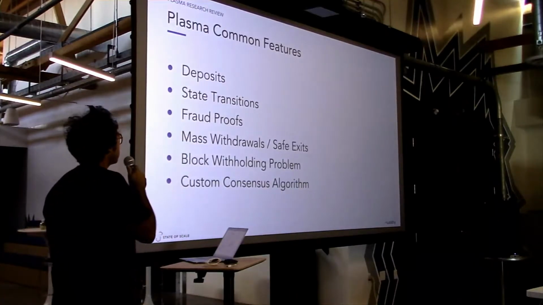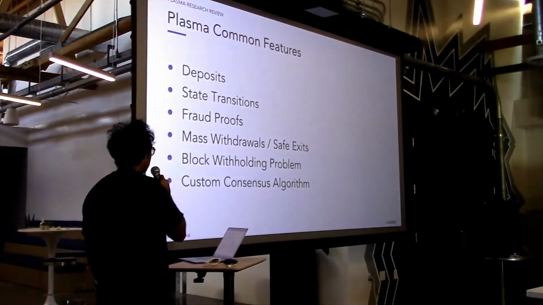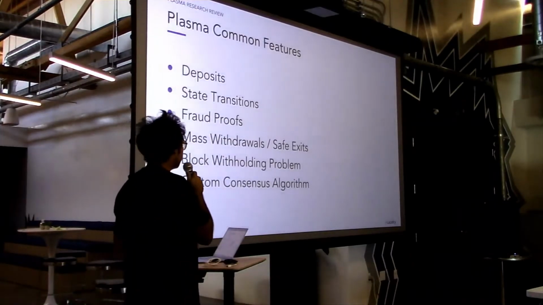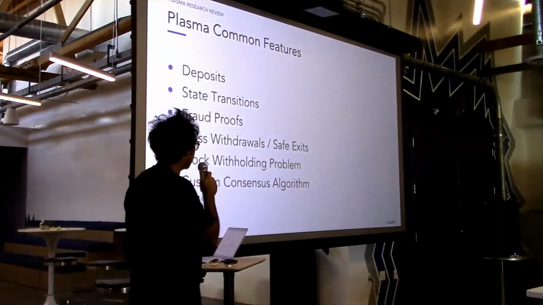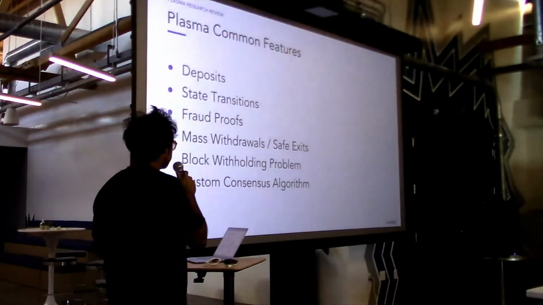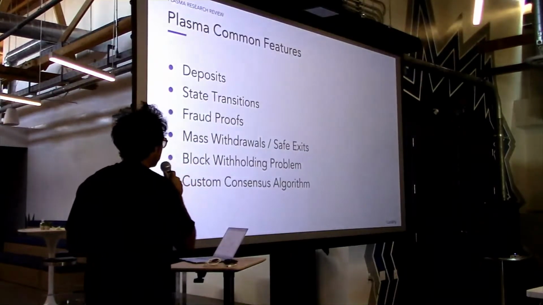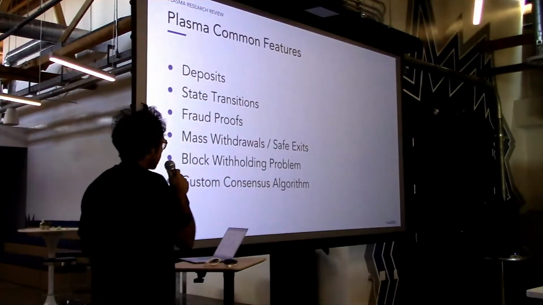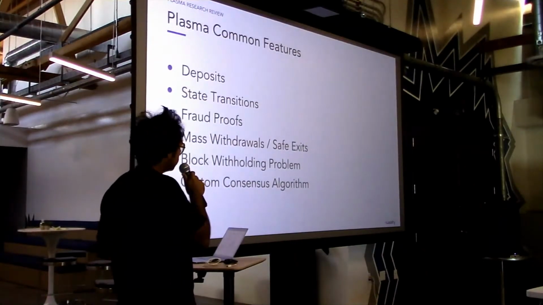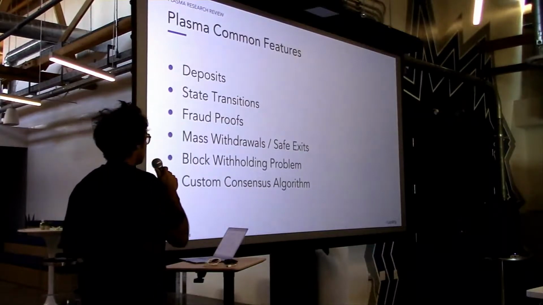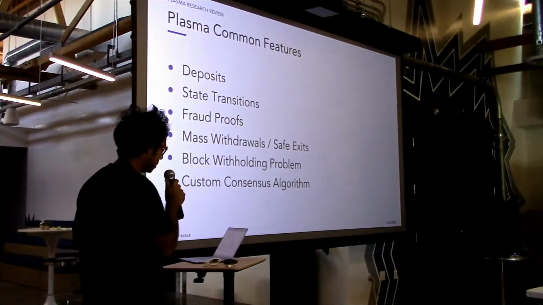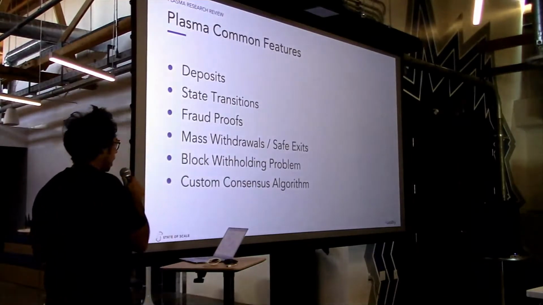Here are some of the common features or themes around Plasma, mainly around deposits. All the Plasma implementations allow you to create deposits, and you have state transitions that happen within the sidechain, and there are mechanisms to challenge certain things that happen. For example, in the NFTs, to challenge that a token was already spent. And very importantly, it allows for mass withdrawals or safe exits.